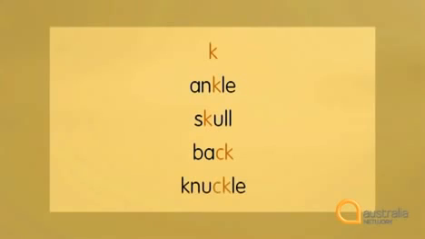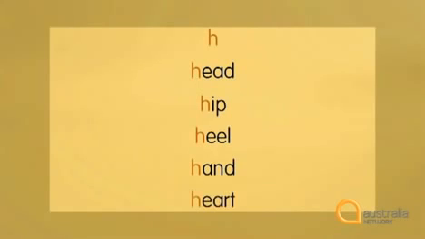Some good examples are ch words: chest, chin and cheek, or K sounds: ankle, skull, back and knuckle. Or words that start with H: head, hip, heel, hand, heart. In this way, you'll be able to practice body parts and pronunciation at the same time. And make sure you learn the more unusual body parts as well.